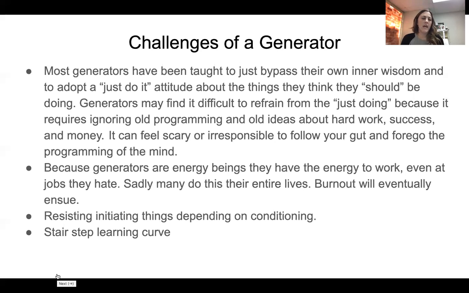Yeah. And so like I said before, for the generator, they're going to feel that frustration when they're on a plateau because they want to just keep moving forward. But one thing I've noticed for me personally is when I'm feeling frustration, I go, okay, now is there something I need to learn here?